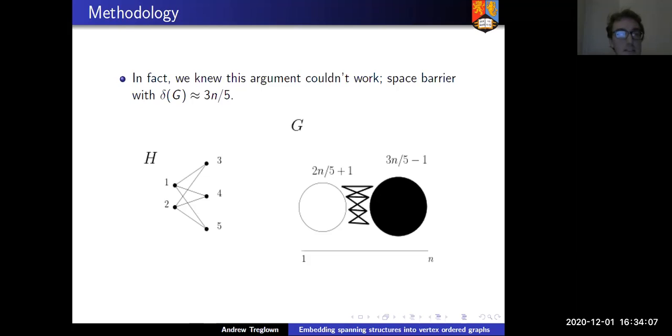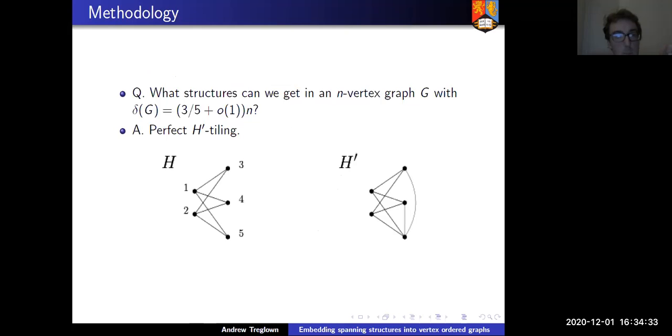Now, this is indeed our extreme example. So minimum degree 3n over 5 plus a bit does indeed ensure a perfect H tiling for this specific type of H. So why is that? What do we do? If we go back to day one, how do we try and approach this? Roughly speaking, what we did is the following. We said, at minimum degree 3n over 5, what structures can we get in the graph? And let's not even care about their orientations, just what structures can we get?